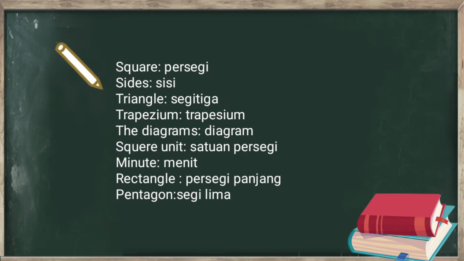area, luas, square, persegi, side, sisi, triangle, segitiga, trapezium, the diagram, square unit, satuan persegi, minute, menit, rectangle, persegi panjang, pentagon, segi 5.